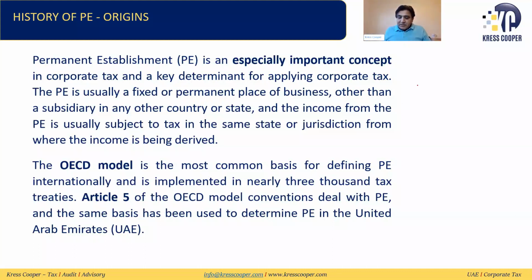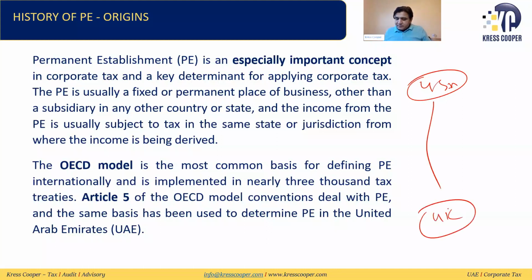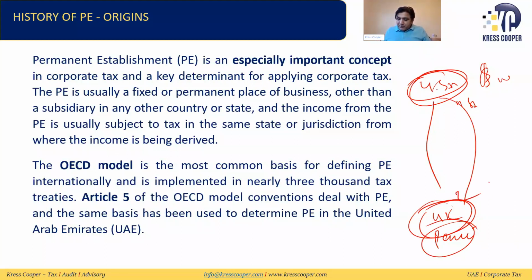Just look into this. This is the USA, this is the UK, this is the parent company, this is the branch. If this branch is earning any income from the USA, it will be subject to tax in the USA. Now the UK law says, okay, the worldwide income of this parent company is subject to tax. So when this income of the branch will be merged with the UK company, then the UK company will give a foreign tax credit. The same principle is applicable for the UAE as well.